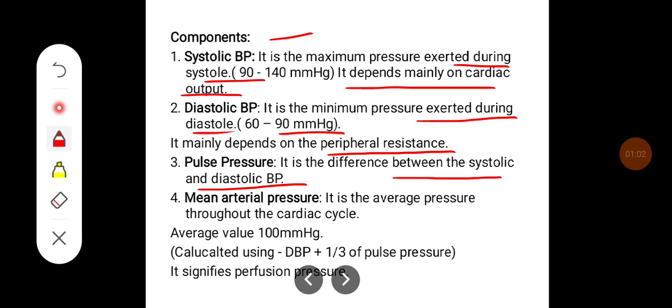Mean arterial pressure is the average pressure throughout the cardiac cycle and the average value is around 100 mm of Hg. It is calculated using the formula diastolic blood pressure plus 1/3 of the pulse pressure, and it signifies the perfusion pressure.